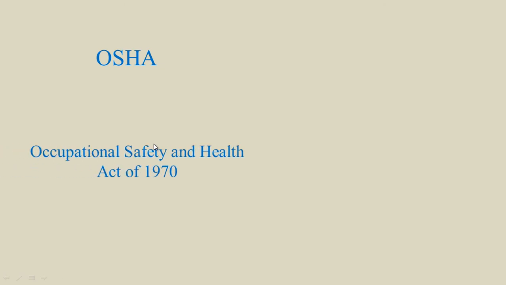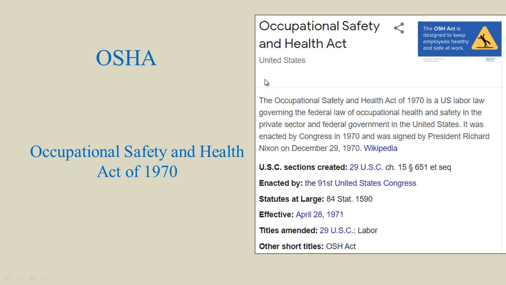OSHA, Occupational Safety and Health Act of 1970. The Occupational Safety and Health Act of 1970 is a U.S. labor law governing occupational health and safety in the private sector and federal government in the United States. It was enacted by Congress in 1970 and was signed by President Richard Nixon on December 29, 1970.